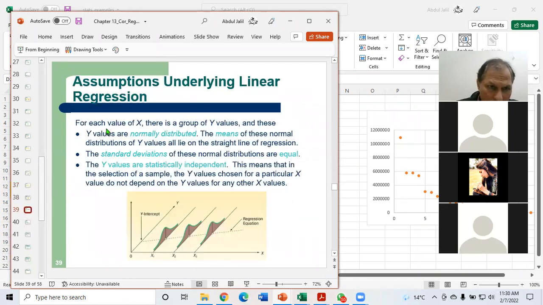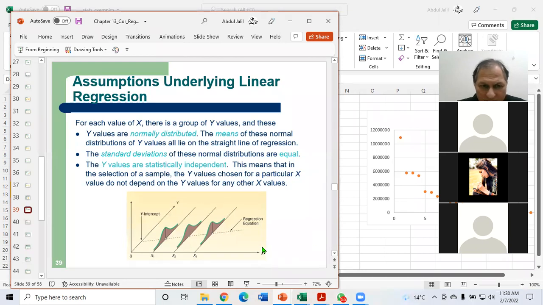Now we are going to discuss briefly the assumptions of linear regression. There are three major assumptions. Number one, y values are normally distributed, right? So it is the assumption that the dependent variable values are normally distributed. They don't have an abnormal distribution or any other kind of distribution. And the mean of this normal distribution of y values lies on the straight line of regression.